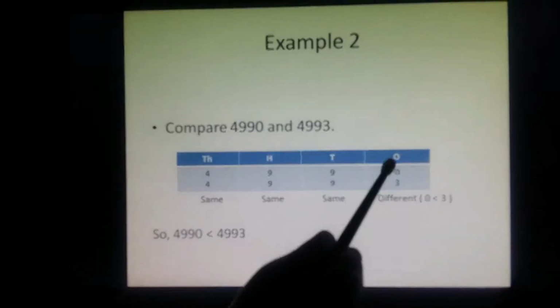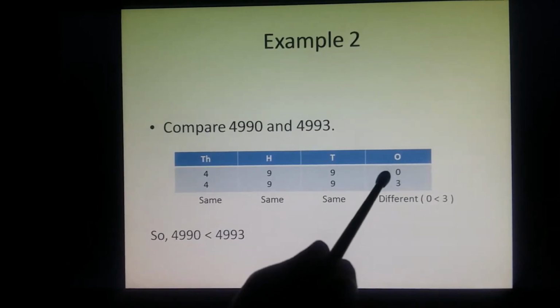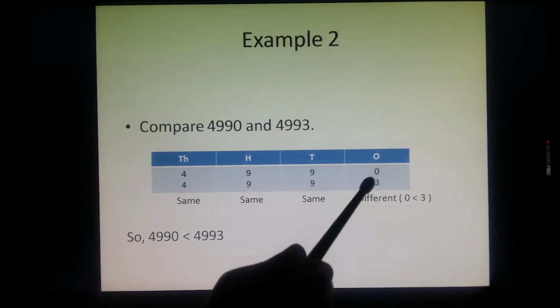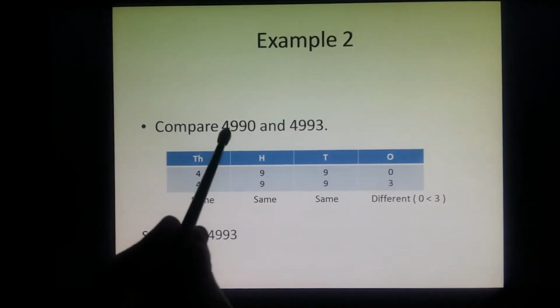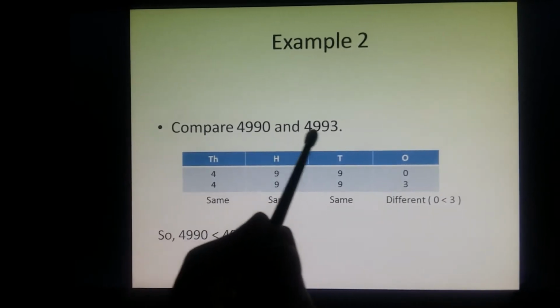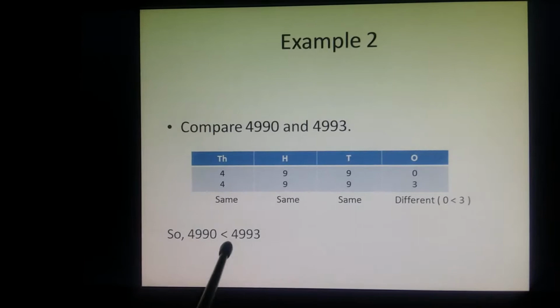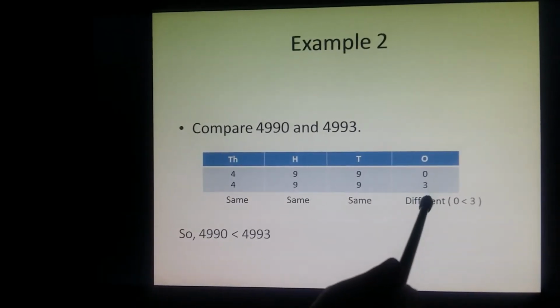And at the ones place the digits are different. First we have 0 and then we have 3. So it's obvious and clear that 0 is less than 3. So 4990 is less than 4993 because the digit at the ones place, 0, is less than 3.